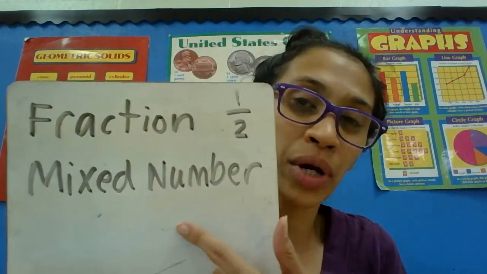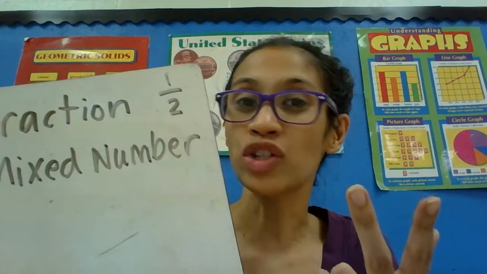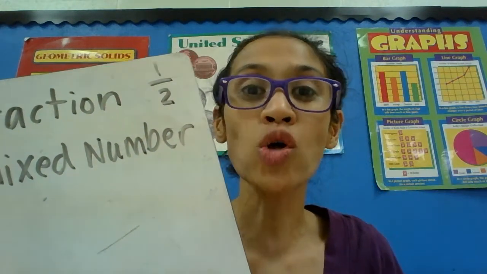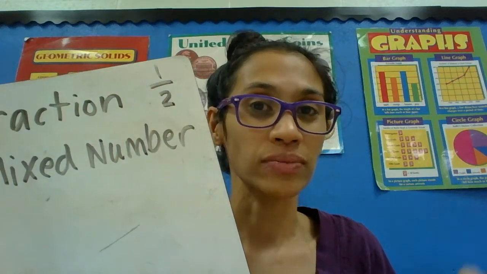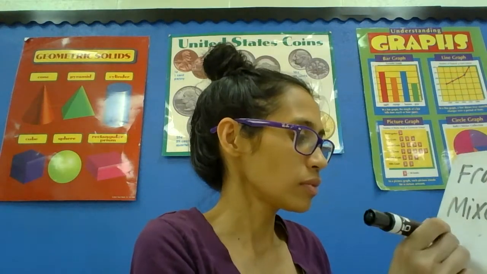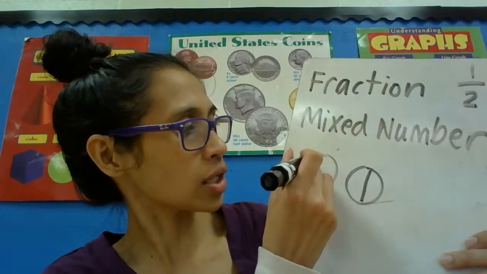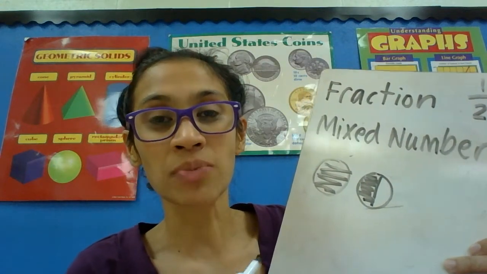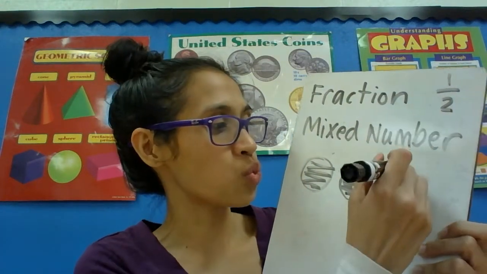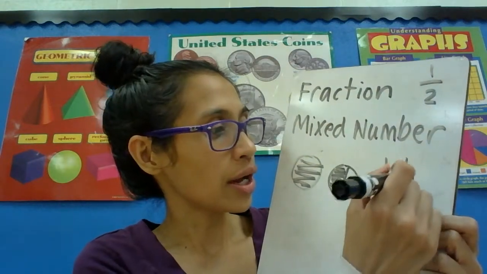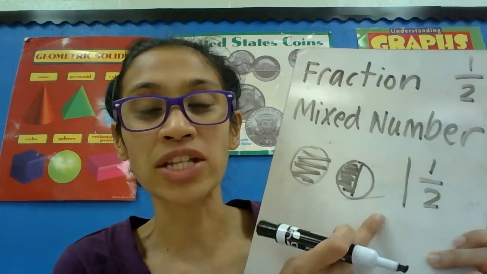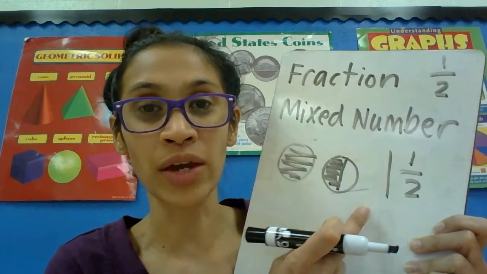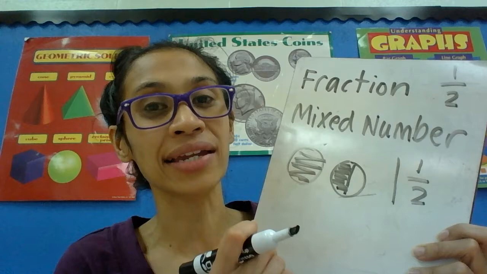Now, a mixed number, it's mixed because it has 2 things. Do you know what 2 things it has? It has a whole number and it has a fraction. So, for example, if I had 1 whole right here, a whole apple, and then half of another apple, what's my mixed number? The whole, that's 1 whole and half. So we put them together, and that's 1 and a half. Okay, 1 and a half right there. So you have 1 whole and a half.